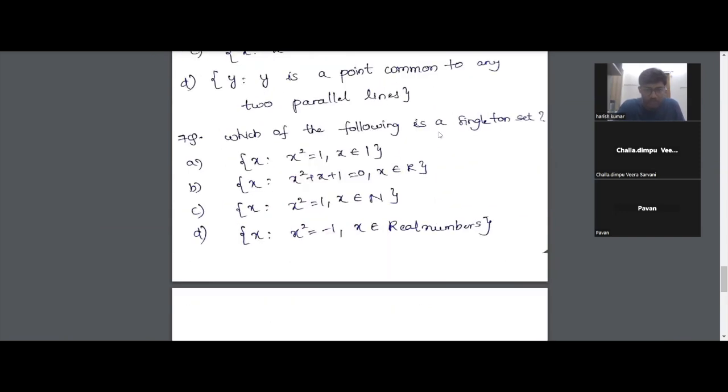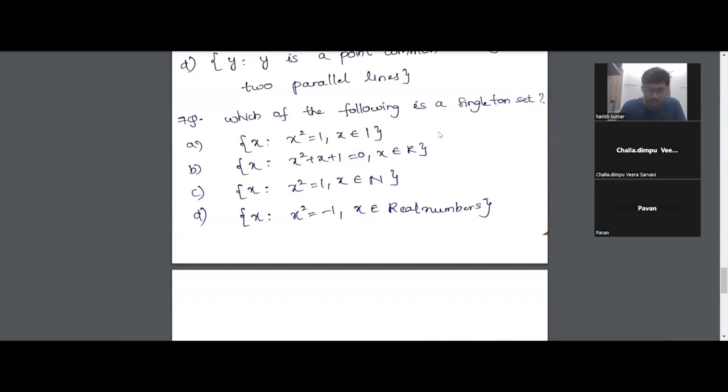Okay. Seventh question. Which of the following is a singleton set? Option C, sir. Yes. x square equals 1 means x can be plus 1 or minus 1. But it says x belongs to natural numbers, so we will consider only 1. Therefore, option C is a singleton set. Okay, good.